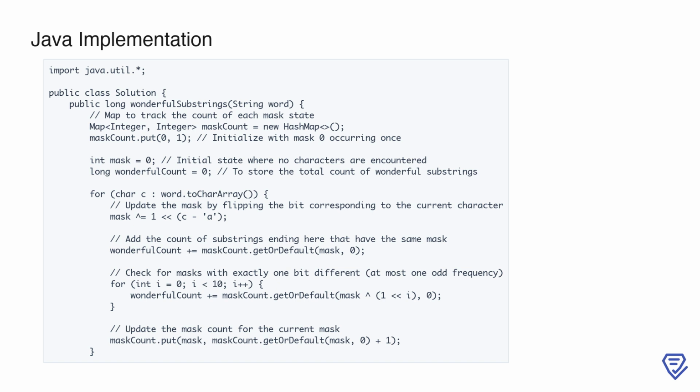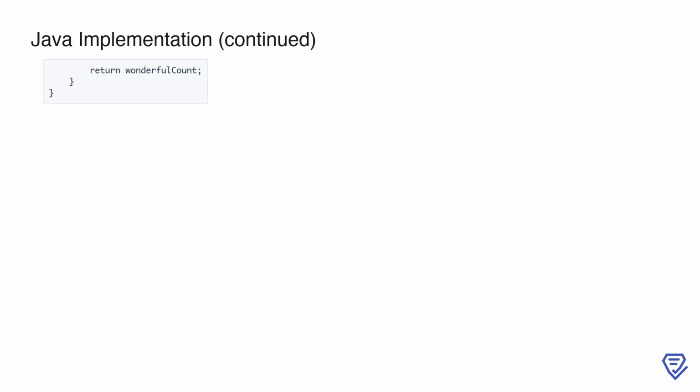To account for the condition where at most one character has an odd frequency, we iterate through all 10 possible bits, flipping each one individually, and add the corresponding counts from the hash map to wonderful_count. Finally, we update the hash map to reflect the new count for the current mask state. The last step of the method is to return the wonderful_count, which now contains the total number of wonderful substrings in the input string.